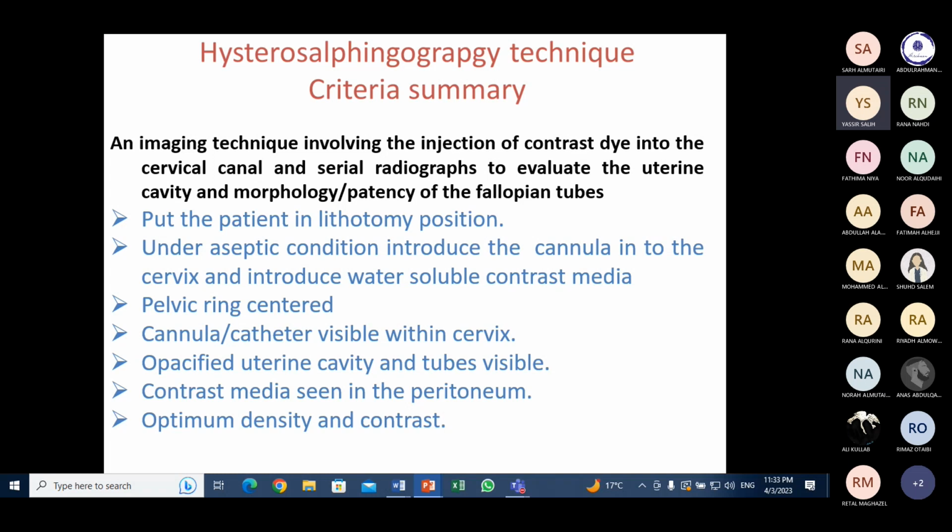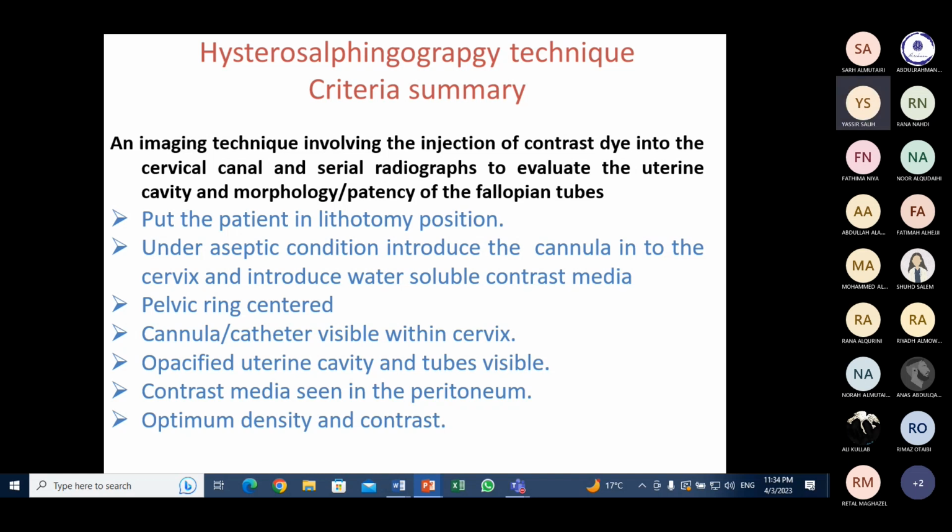Now the next technique, which we gave you all a while ago, is the hysterosalpingogram. Hysterosalpingography, as we discussed last time in the reproductive system block, is an imaging technique done by injection of contrast. This contrast is injected into the cervical canal, and then we take serial radiographs. This technique is done for assessment of the uterine cavity, to look at its morphology, and also for assessment of the fallopian tubes: are they patent or not, is it blocked or not?